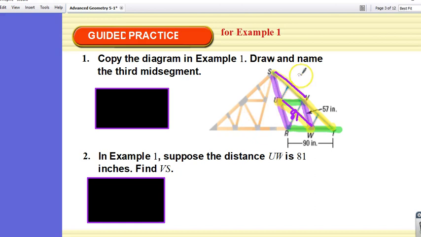Yes, 81. Because the whole base would be 162. Right?